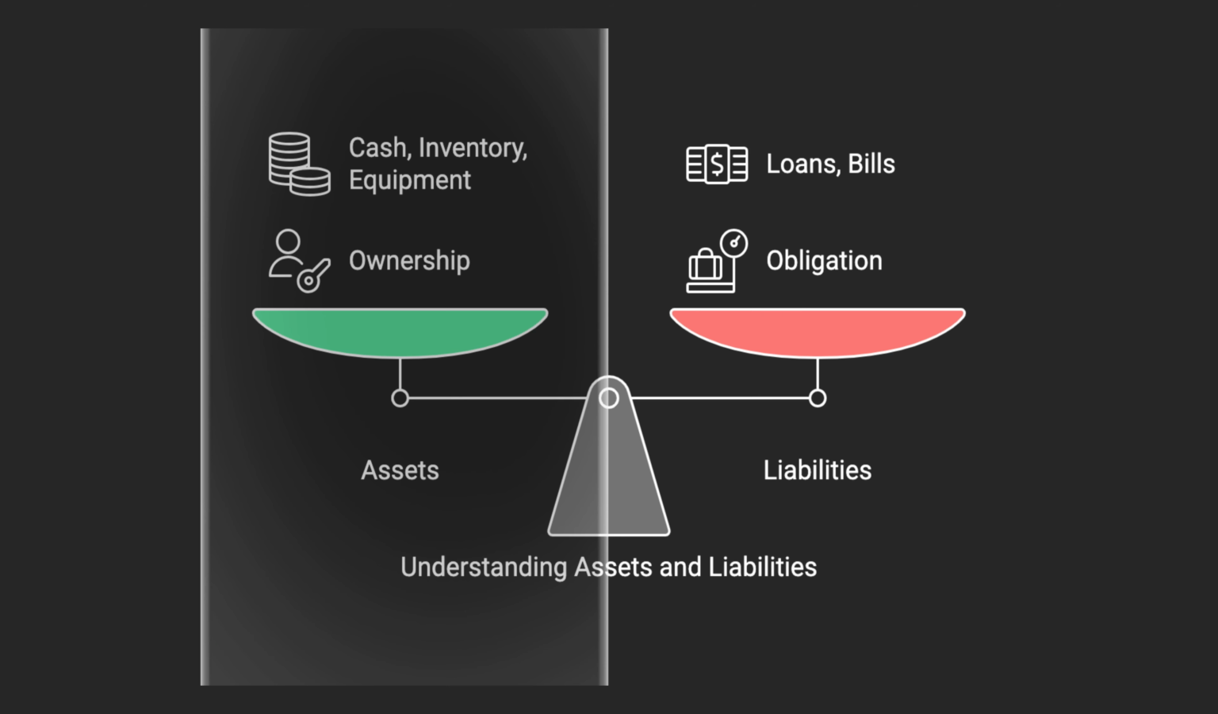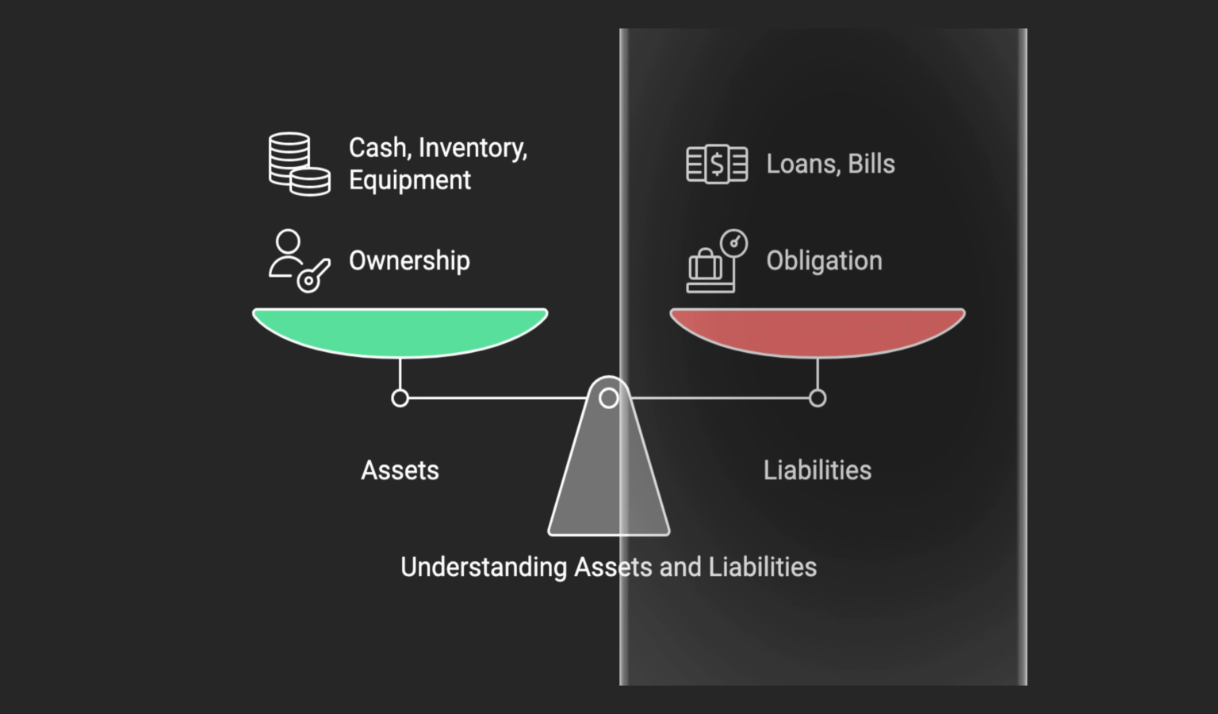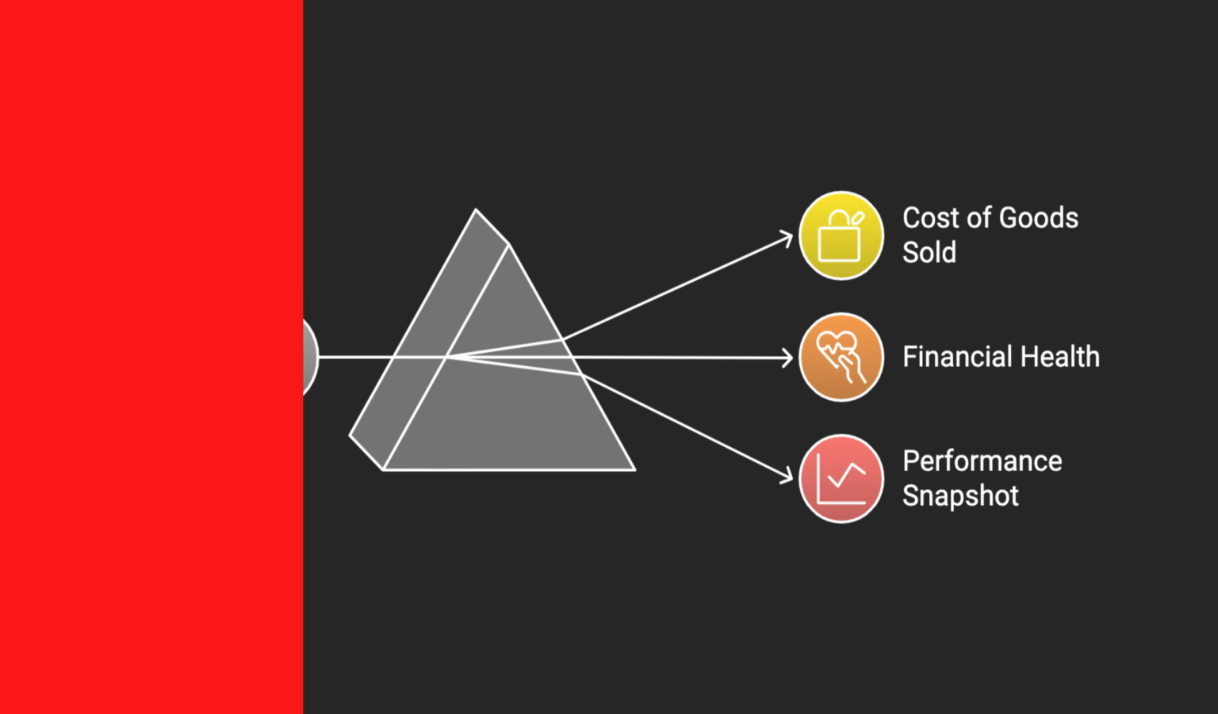Assets are what a business owns, like cash, inventory, and equipment. Liabilities are what a business owes, like loans and bills. Equity is the owner's stake in the business.